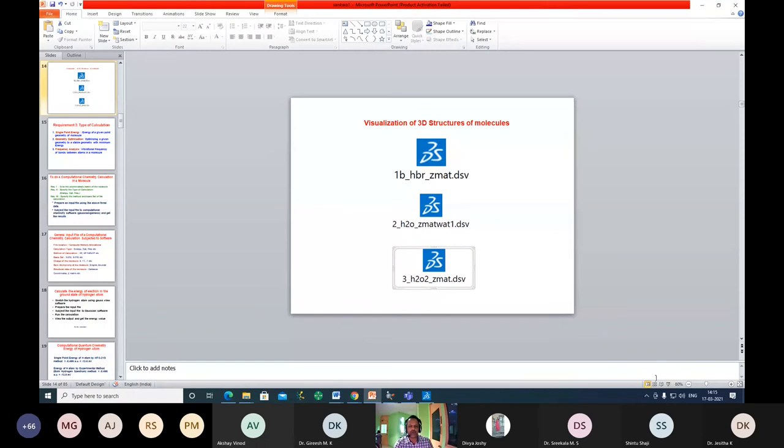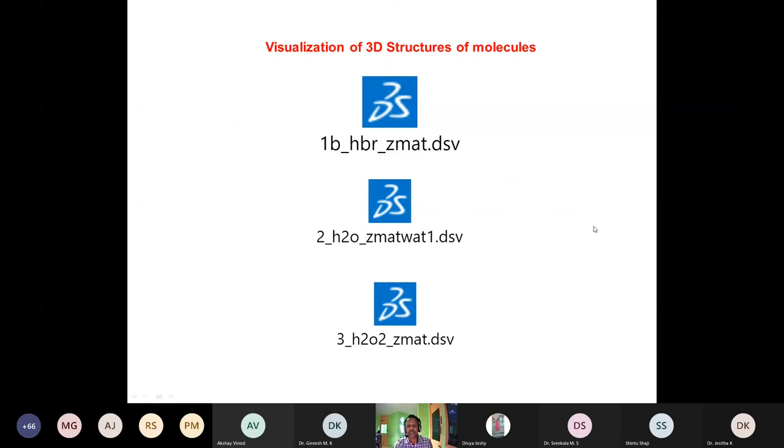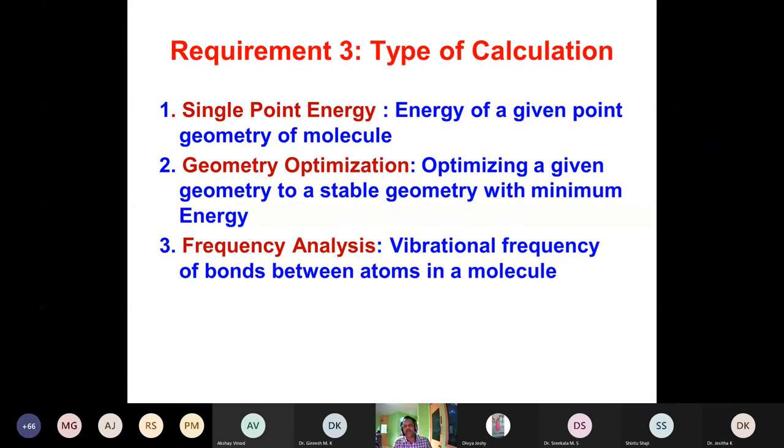Now we have a method to calculate, we have a basis set to specify the molecule, we have the Cartesian coordinate format to represent the 3D structure of the molecule. Now the third requirement: which type of calculation you are going to perform using a computational quantum chemistry software. You can calculate the single point energy of a given structure or a given geometry of the molecule.